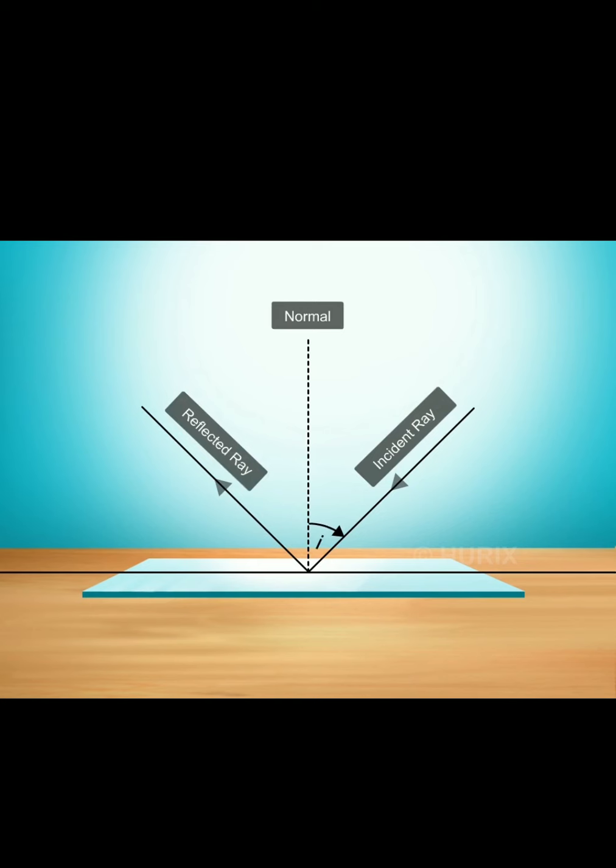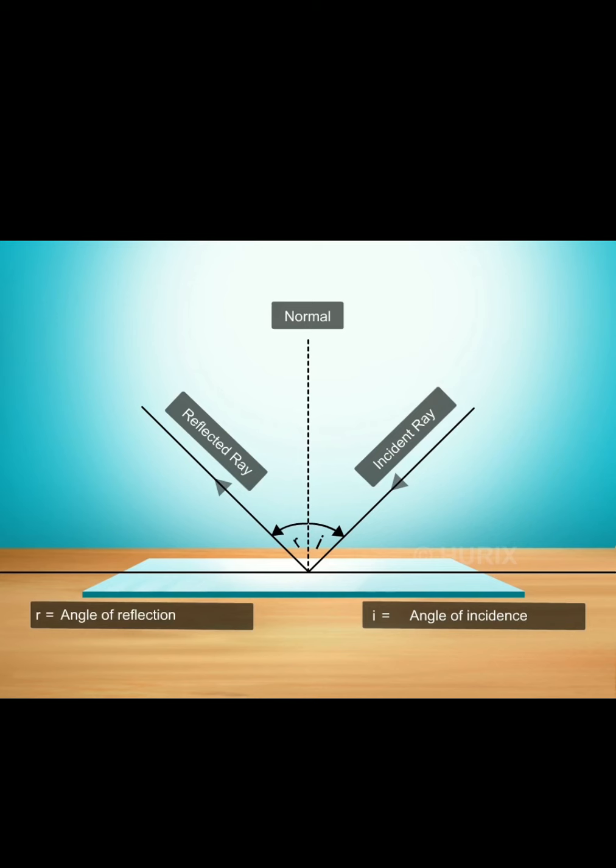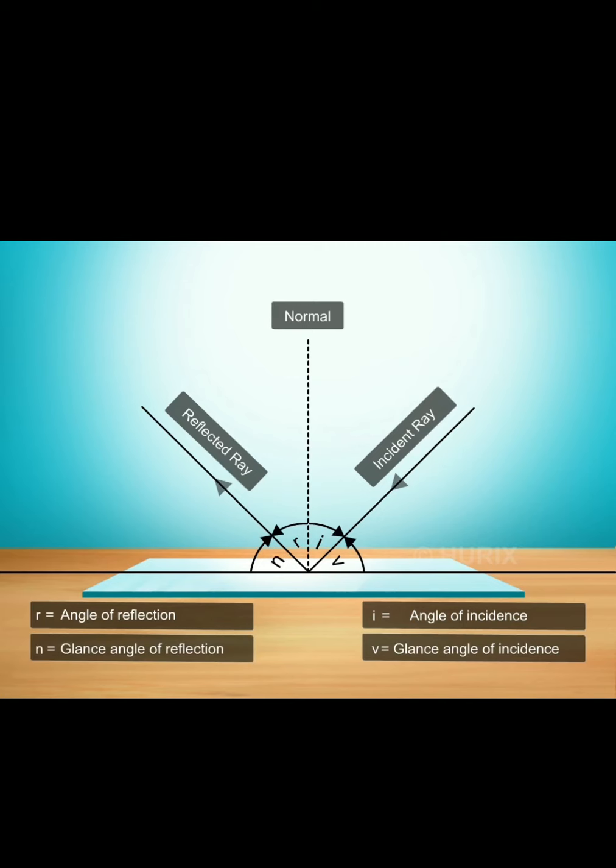The angle which the incident ray makes with the normal to the reflecting surface at the point of incidence is called angle of incidence. The angle which the reflected ray makes with the normal to the reflecting surface at the point of incidence is called angle of reflection. The angle between the polished surface and the incident ray is glance angle of incidence. The angle between the polished surface and the reflected ray is glance angle of reflection.